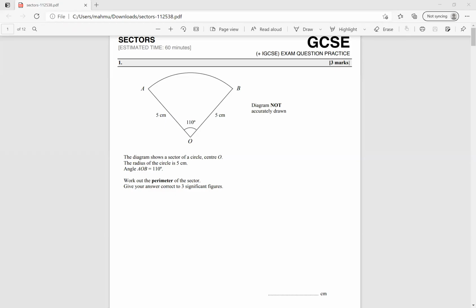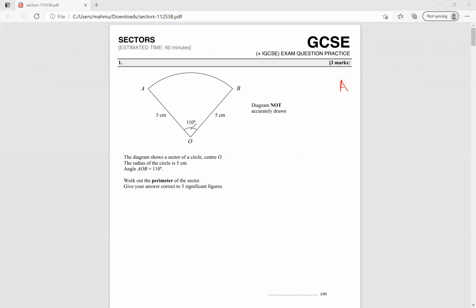So the equation that you need to know is the angle. Whatever the size of the angle is here, that's 110, divided by 360, times by 2 pi r. So you work out 110 divided by 360, which is 0.305. Then we have to do times 2 times pi times r.